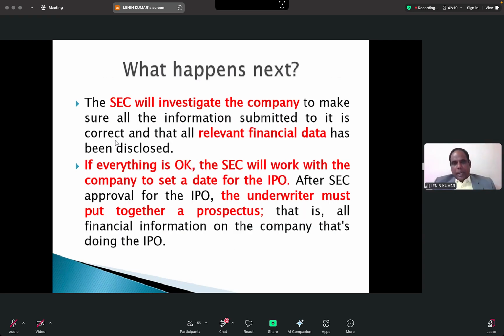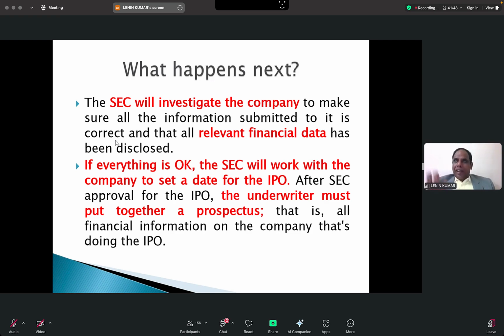Okay, right. What happens next? Now the application is submitted. Now the SEC will investigate the company. Whatever information NBD has given, the SEC will scrutinize it to make sure all the information submitted is correct and that all relevant financial data has been disclosed. Whatever data they want, whether all of it is disclosed or not. Not even a single document should be missing.